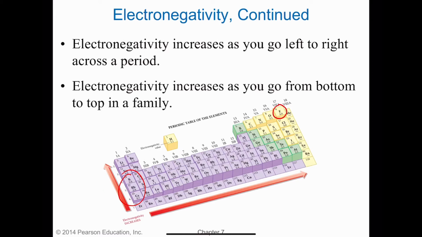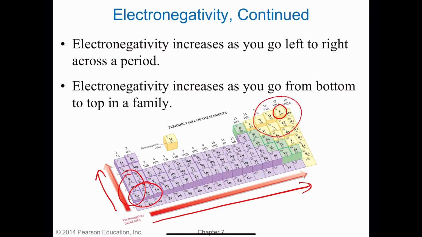So it is the most electron greedy. It has the strongest ability to attract electrons in a covalent bond. Generally for the trend, electronegativity increases as you go from left to right and bottom to top. So elements in the lower left are not very electronegative. Elements in the upper right are very electronegative.